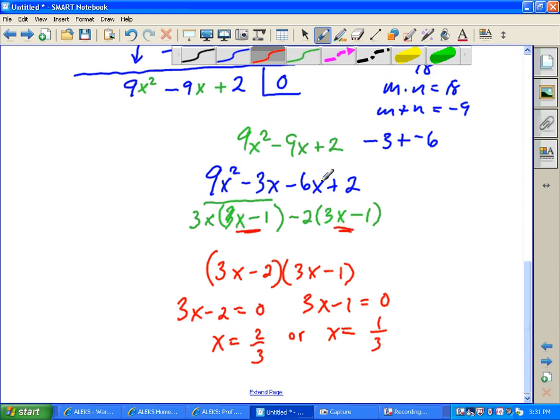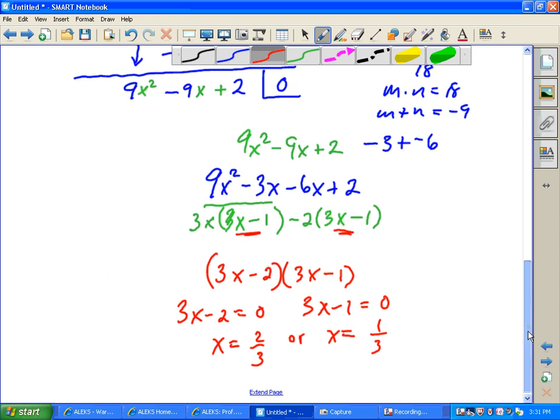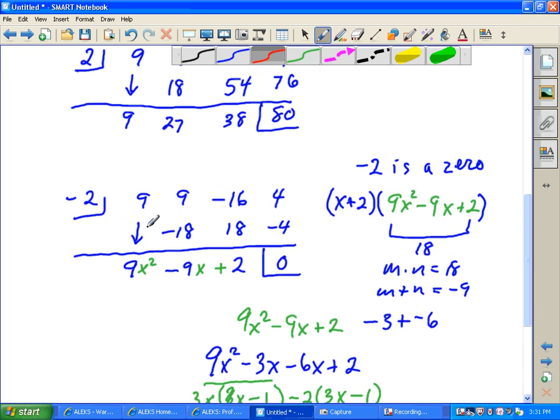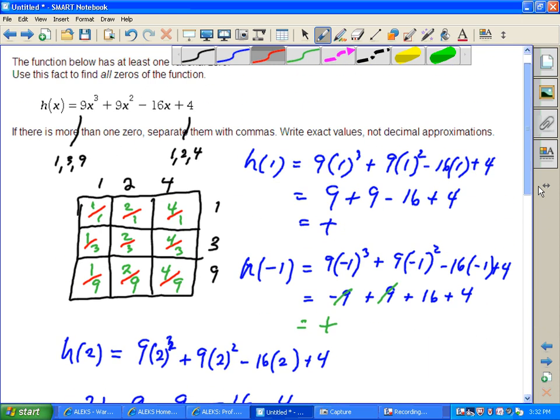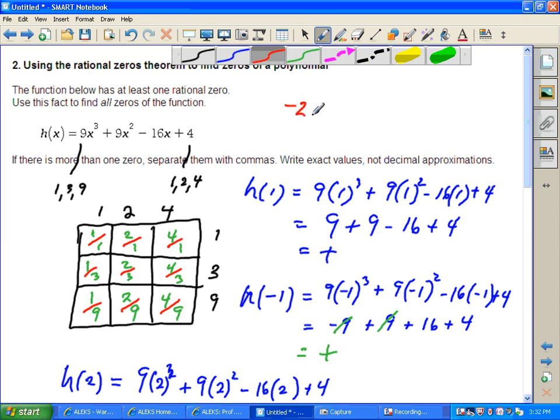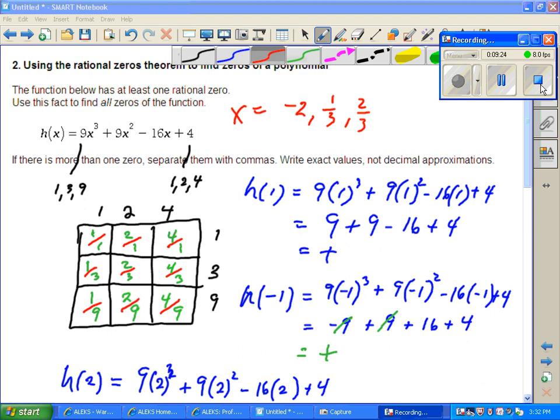So my final answer then is, let's see, I had 3 roots. One was 2/3, one was 1/3, one was negative 2. So my answers are negative 2, 1/3, and 2/3. Those are the zeros of this polynomial. And that's it. That's how it's done.